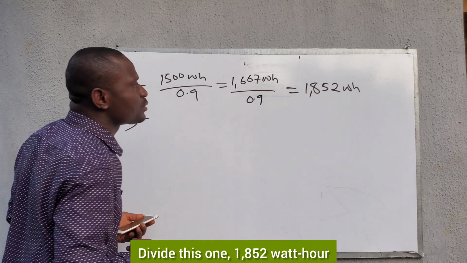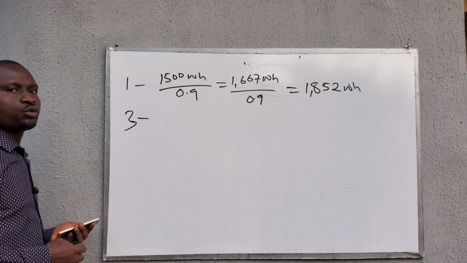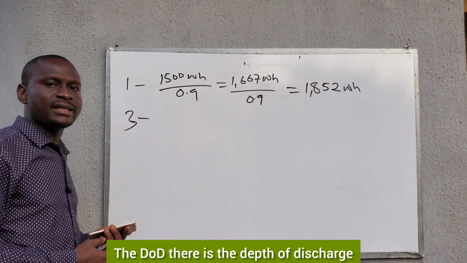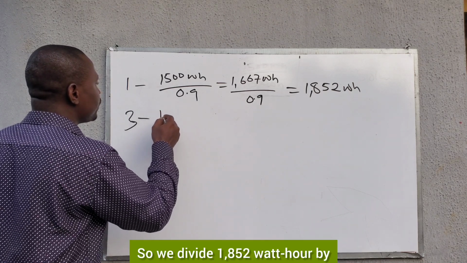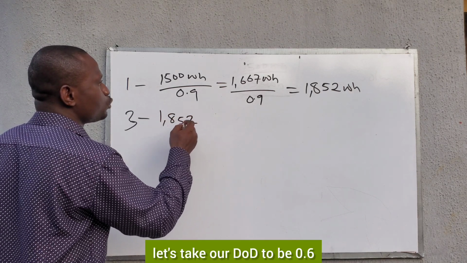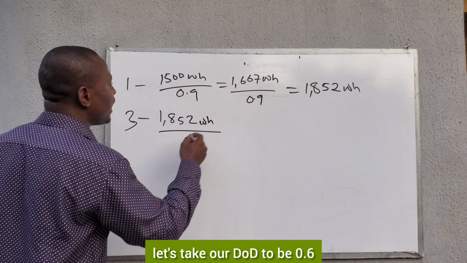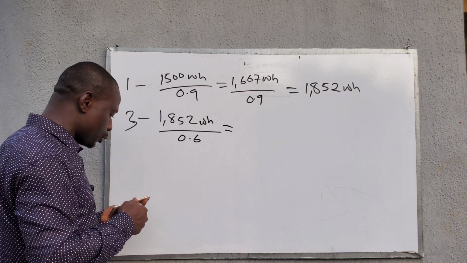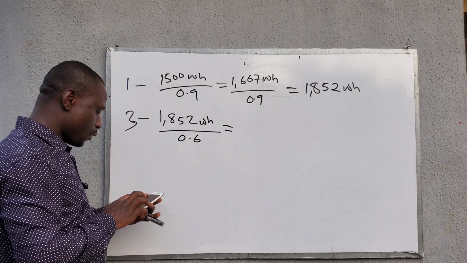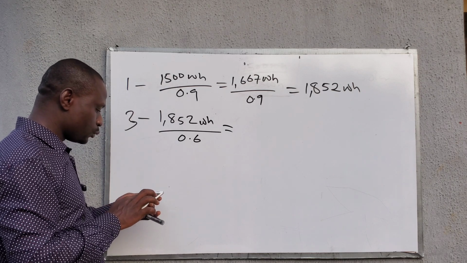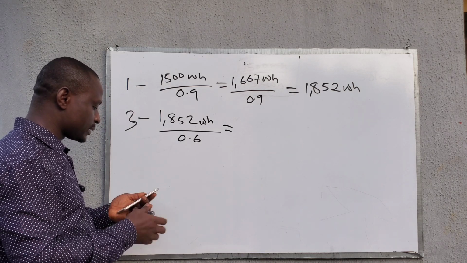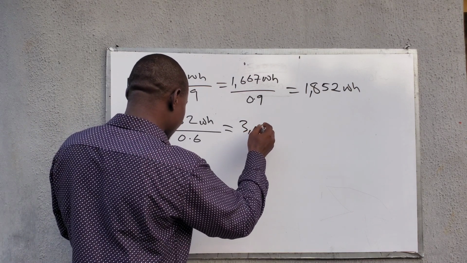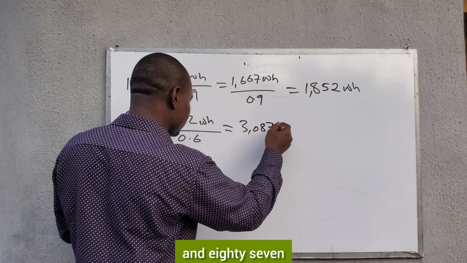So the next step, which is step 4, we now divide this 1,852 watt hour by our DOD. The DOD there is the depth of discharge. So we divide 1,852 watt hour by, let's take our DOD to be 0.6. So this will be 1,852 divided by 0.6. We will have 3,087 watt hour.